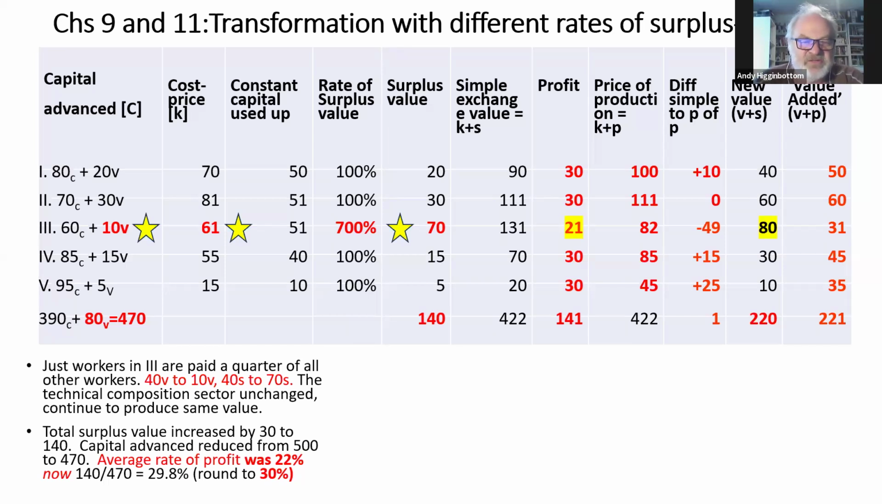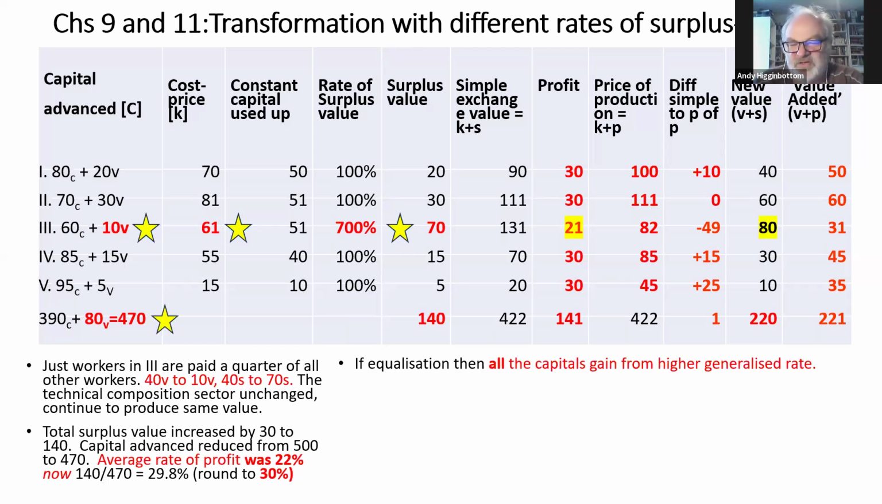If that new surplus value, in other words, is shared across all of the capitals advanced, if they all participate in, if you like, benefiting from this increased exploitation, then they will all have an increase in their rate of profit from 22% to 30%. So they would all be interested in hoping that that happens from that point of view. So they all gain, so long as this is generalized across all the sectors, right?